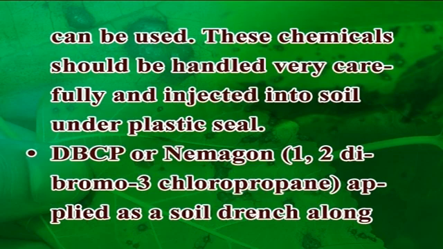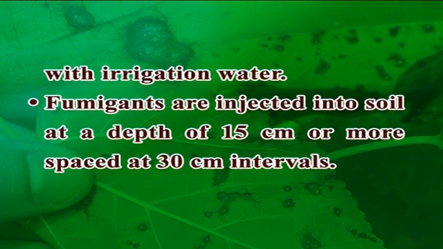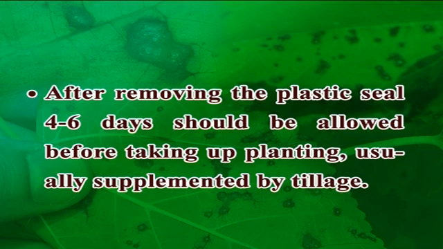DBCP or Nemagon, 1,2-dibromo-3-chloropropane, is applied as a soil drench along with irrigation water. Fumigants are injected into soil at a depth of 15 cm or more, spaced at 30 cm intervals. After removing the plastic seal, 4 to 6 days should be allowed before taking up planting, usually supplemented by tillage.